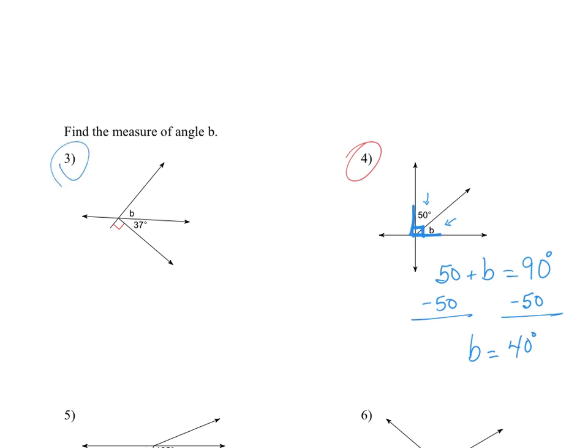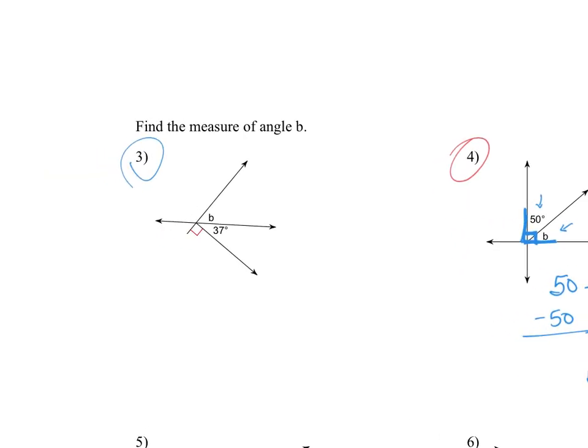Very similar example for number 3. Now, even though the box is on this side, because this half is 90, we can assume that the other two angles also add to 90. So this is angle B plus 37 equals 90. So again, we're given the larger angle, so we are going to subtract 90 minus 37 to get the measure of angle B, which would be 53 degrees.